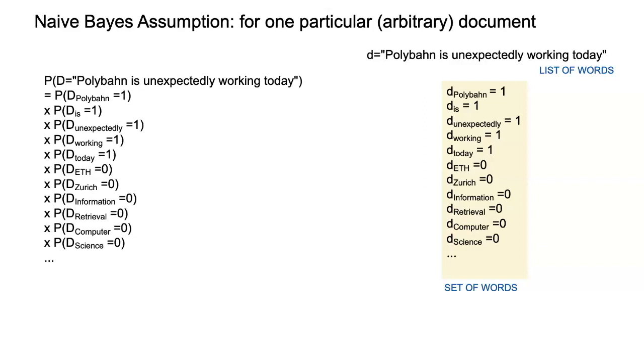So do you agree that because multiplication is commutative, you're going to get the same result even if the document was unexpectedly working today is Polyban, right? Or if you want to talk like a Jedi Master, today, unexpectedly working Polyban is, right? And that would give you exactly the same multiplication because it doesn't matter in which order it is, right? Does that make sense? Okay, awesome.